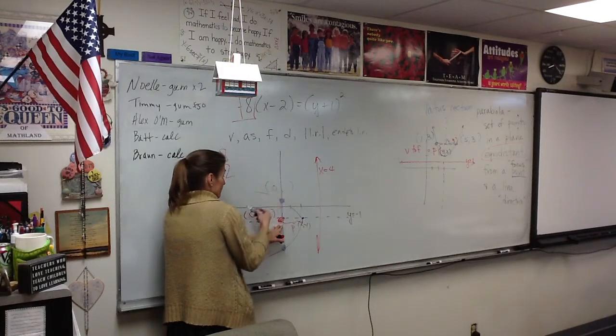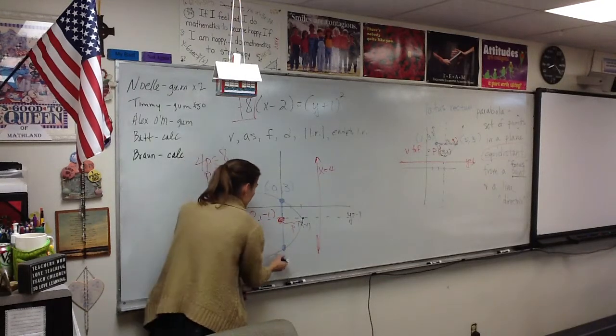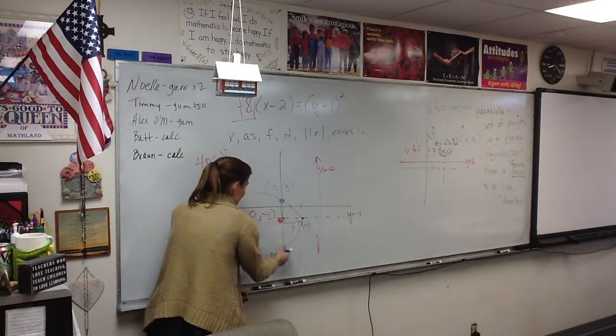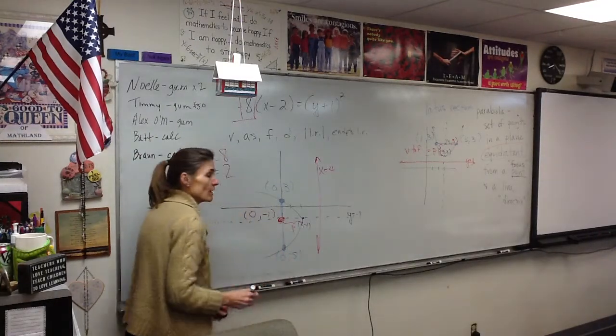0, 3. I went up 4. And if I go down 4, I would be at 0, -5. You're done.